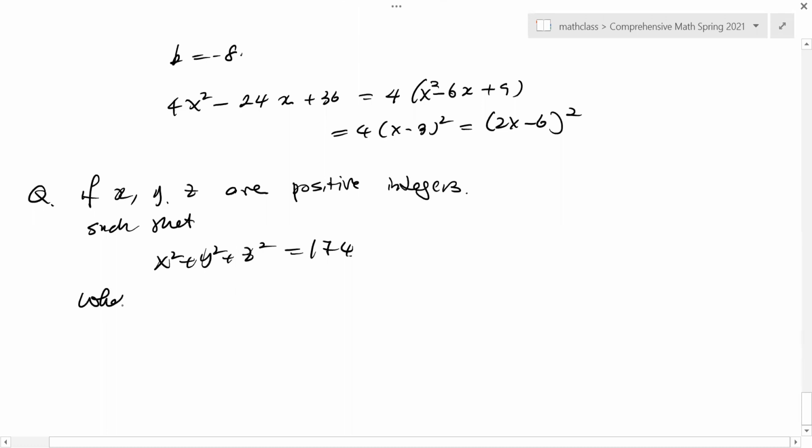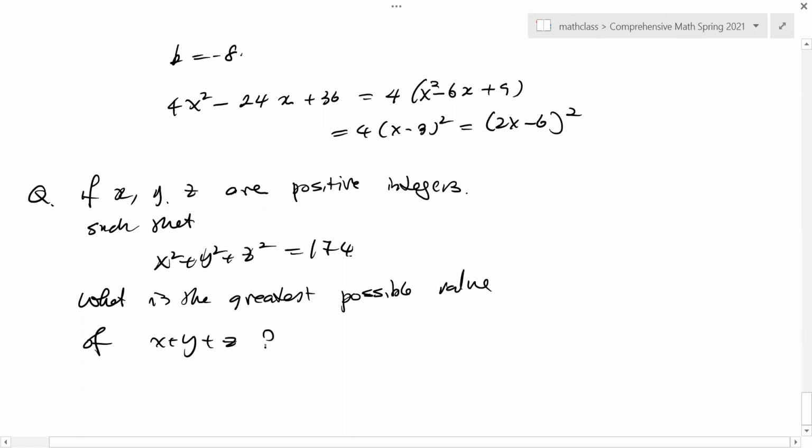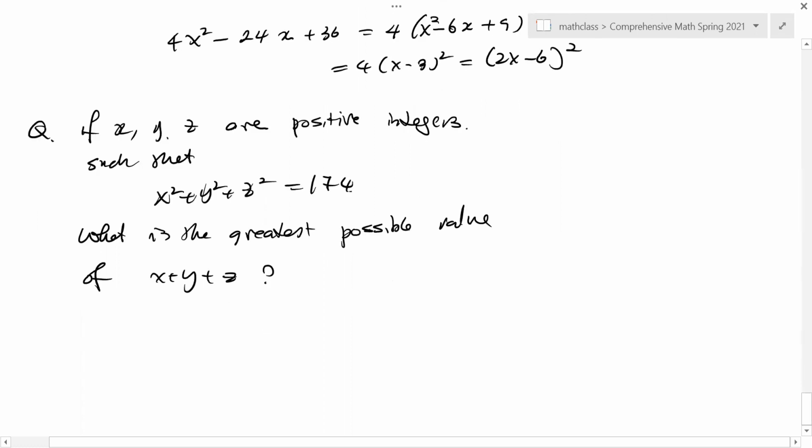So this is a similar style, right? What is the greatest possible value of x plus y plus z? Right? Wow, how can you do that? I'm going to give the hint.